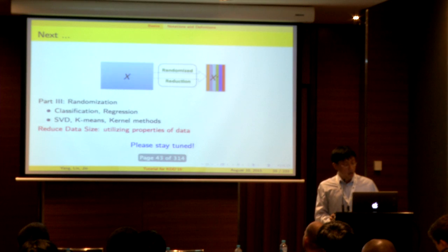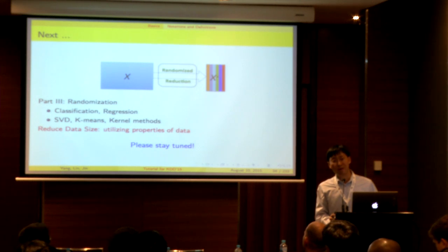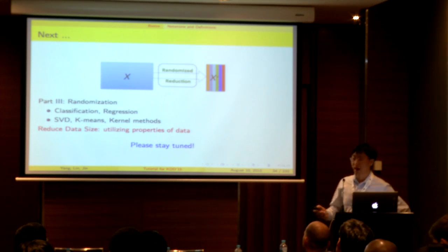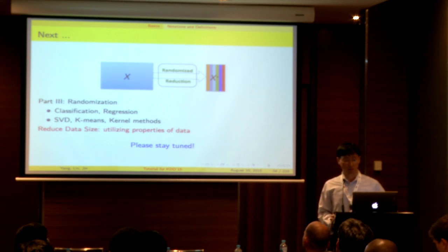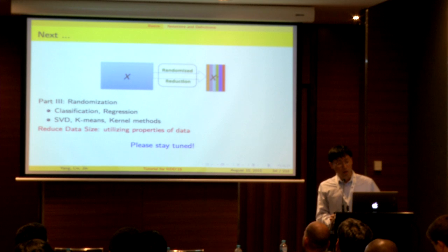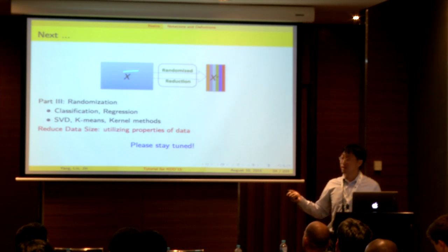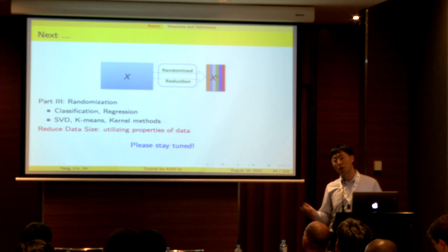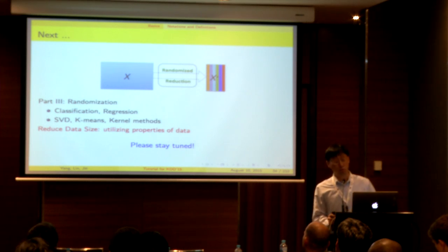Okay. In the third part, I will talk about the randomization approach. Because many machine learning and data mining problems are formulated based on a data matrix X, if X is very large, the computation cost is very high. So here we are going to talk about the randomized approach that tries to reduce the size of X. First we obtain a smaller sketch, and then we define algorithms based on the smaller sketch. We hope that the model we obtain from the smaller sketch is very close to the model we obtain from the original data X.